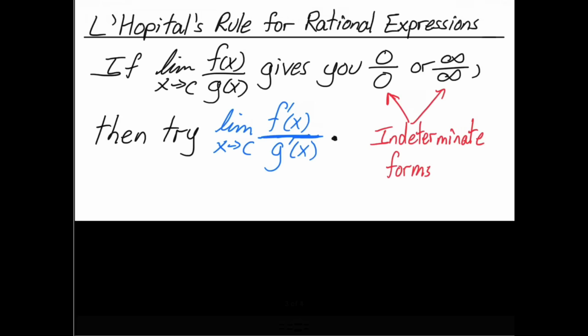There are actually 7 different indeterminate forms, but we're going to only deal with these 2 in this video. When we use L'Hopital's rule, it's important to establish that we really do have one of these indeterminate forms before we try and use the trick.